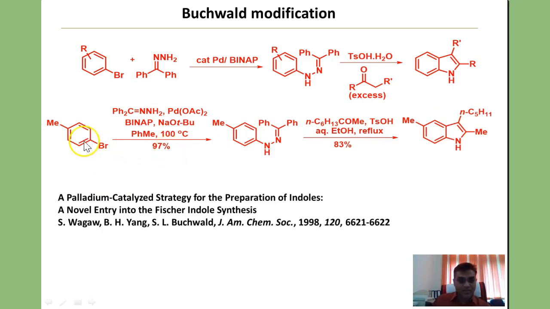Here the carbon-nitrogen cross-coupling gives 97% yield in the presence of a palladium catalyst. We get the phenylhydrazone, and this ketone is then exchanged with this, and we get the indole derivative. That's called the Buchwald modification. So in this way we have seen the two modifications: one is the Buchwald modification and the other is the Jap-Klingemann modification.